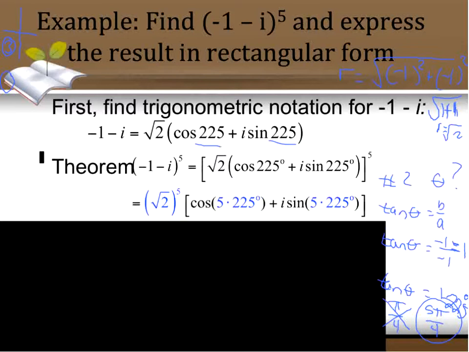So this is us solving complex roots right here. We're taking what they give us and we're changing it into rectangular form using De Moivre's theorem. So at this point we're going to do square root 2 to the 5th power, and we're multiplying each theta times 5, our n. By the time we simplify, square root 2 to the 5th power is 4 root 2. And we get cosine of 1125 plus i sine 1125.